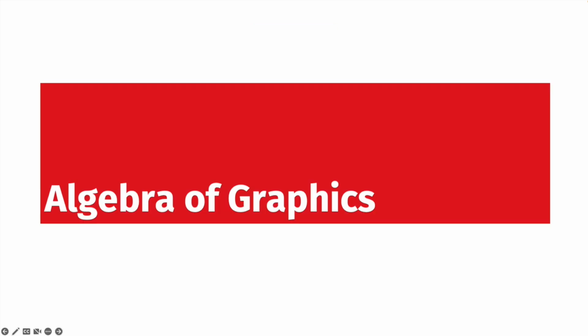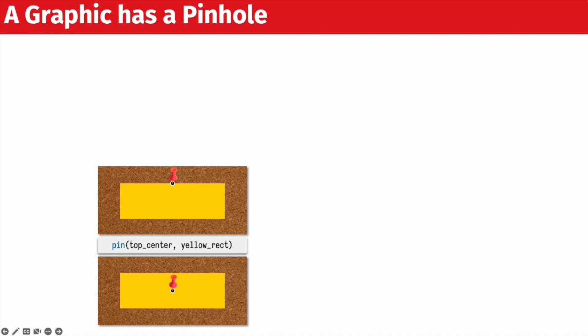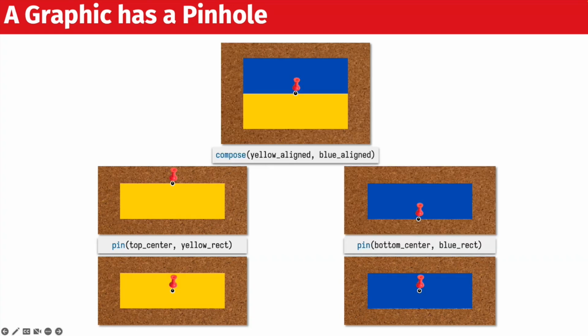With this model, you can actually build an algebra of graphics. Once you uncover the fact that every graphic has a pinhole, a sort of local origin, you can, with an operator, take a graphic and repin it to another position. So you could say, I have this yellow rectangle and I want to pin it to the top center. Then I have this blue rectangle, I'm pinning it to the bottom center, and then I'm composing these two pinned values exactly on their pin. And this is actually the desugaring of the above function.